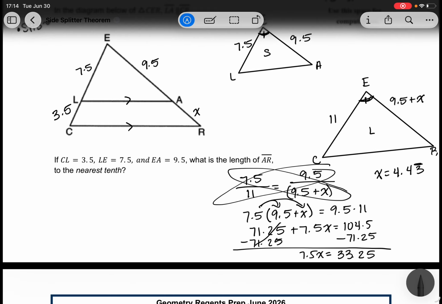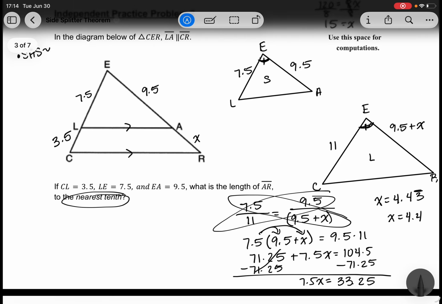When I see that there's a decimal that's being repeated or it's not ending, I automatically think, what does it want us to round to? And in this case, we need to round to the nearest tenth. So it'll change to x equals 4.4 since the 3 is not 5 or above.